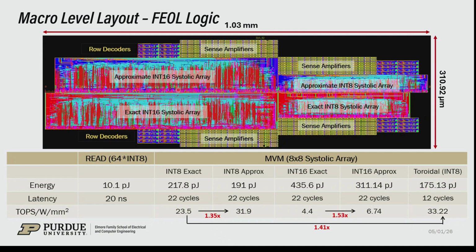Now this is the macro level layout wherein we have placed the approximate version and the exact version of the systolic arrays in int 8 and int 16 depending on the workload, and we do have the sense amplifiers and row decoders of the IGZO in the FEOL logic. So these are the TOPS per watt per millimeter square numbers, energy and latency for each of these implementations.